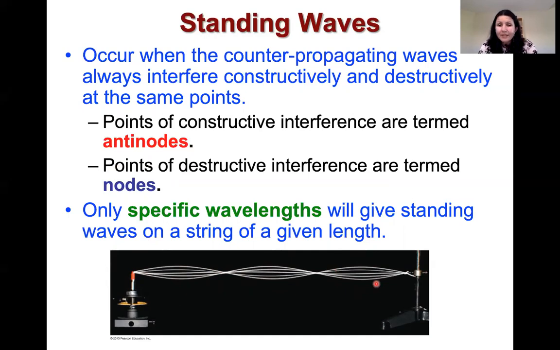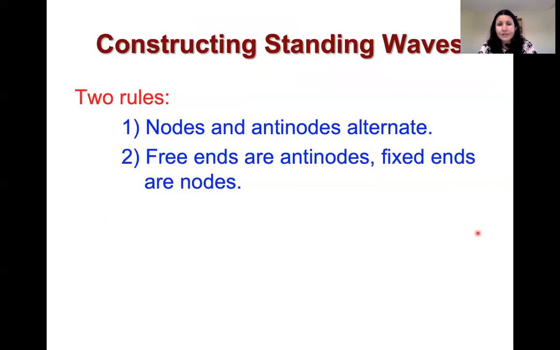But one thing that makes these standing waves really special is that there are only very specific wavelengths that can give these standing waves. So let us see why. Before we get to that, here are rules to keep in mind as you generate standing wave patterns: nodes and antinodes have to alternate, and when an end is free, that gives you an antinode, the one that has amplitude, and the fixed ends are nodes, with no amplitude.